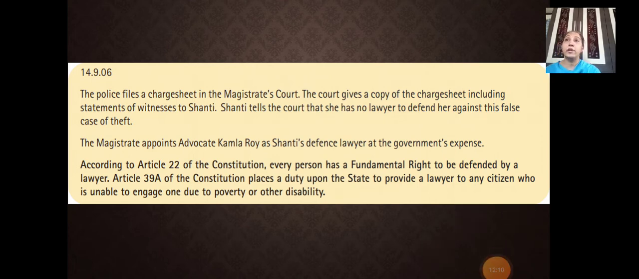So this is what you have seen. According to Article 22 of the Constitution, every person has the fundamental right to be defended by a lawyer. In case they are not able to hire a lawyer, at the government's expense a lawyer will be provided to any citizen who is unable to engage one due to poverty or any other disability that may arise in that situation.